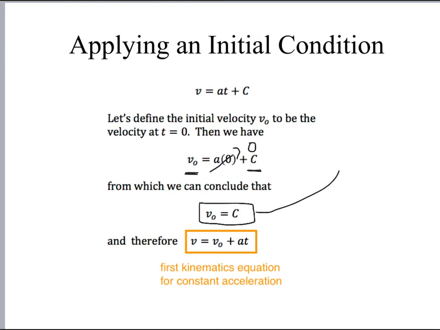And I can take that c and plug it back into my equation, and that leaves me with what's in this box here, whatever color it is. That is v is equal to v naught plus at. And this is our first kinematics equation for constant acceleration.